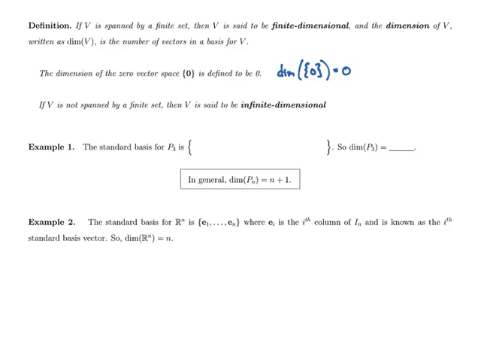And if V is not spanned by a finite set, then V is said to be infinite dimensional. And we're not going to talk about infinite dimensional vector spaces in this class. We're going to stick to just finite dimensional vector spaces.